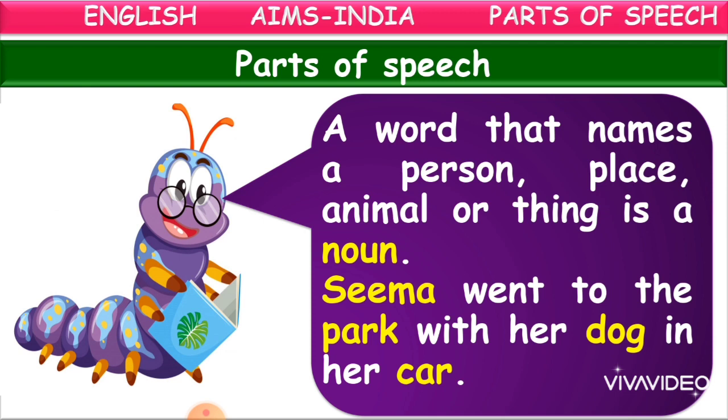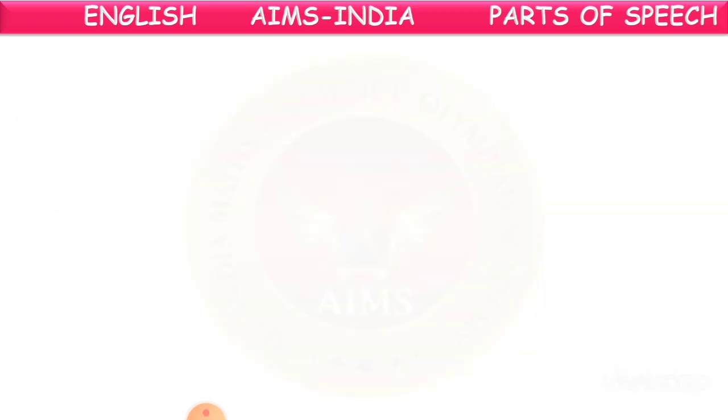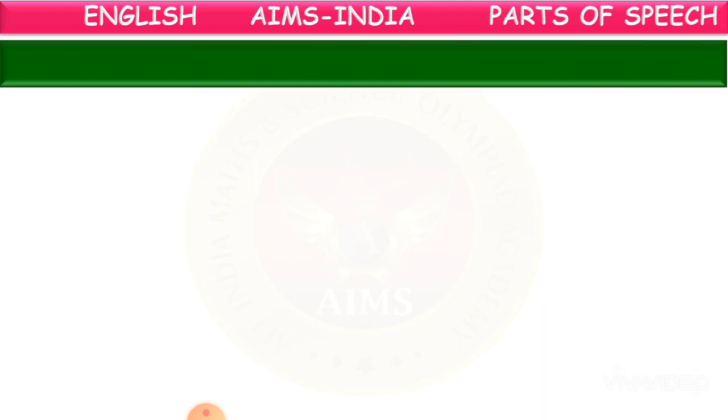Have you seen the words highlighted with yellow color? Seema, park, dog, car. These highlighted words in this sentence are nouns. Seema represents a person, park is a place, dog is an animal and car is a thing. So a word which names all these is called a noun. Understood children? Now we'll go to the second part of speech.